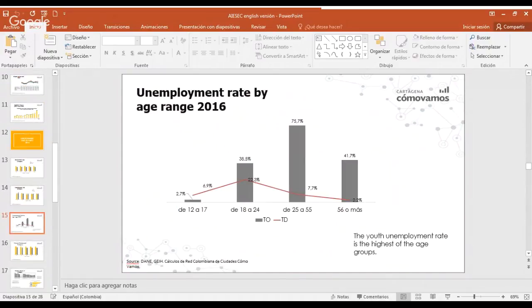If we see the employment and unemployment rate by age range, we can see that people between 25 and 65 are the majority of people who worked in 2016. While if we see the unemployment rate, we can see that people between 18 and 20 years old have the highest percentage of unemployment. It means that the youth unemployment rate is the highest of the age groups.